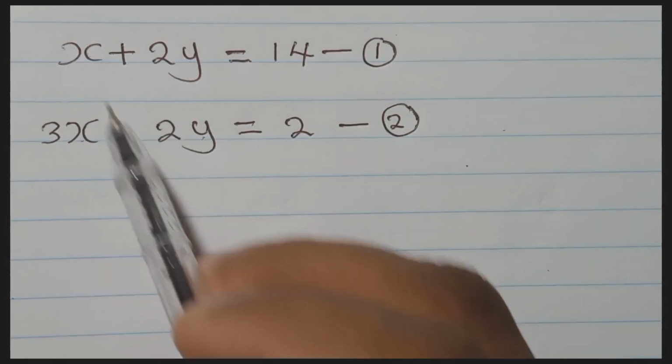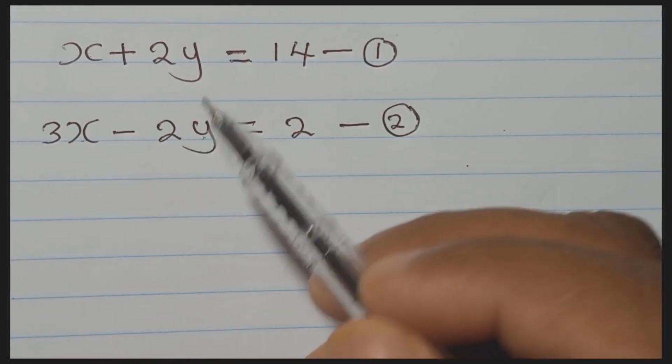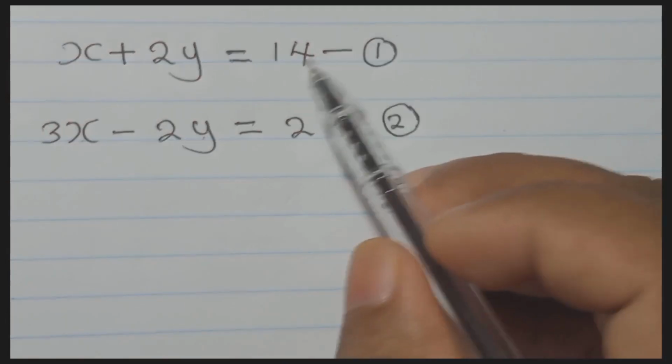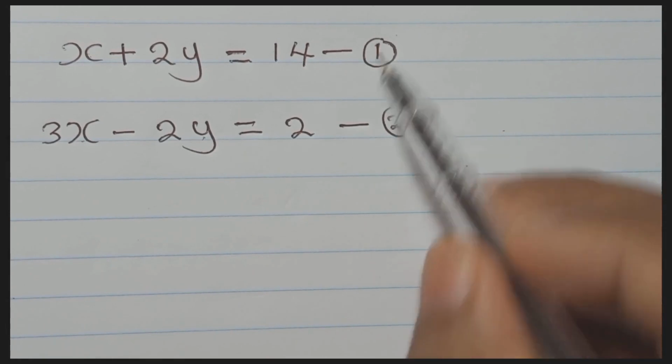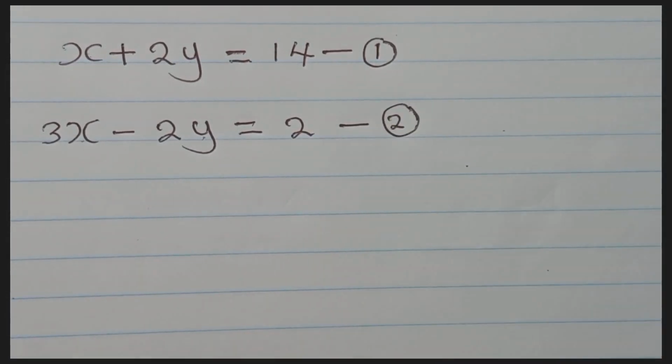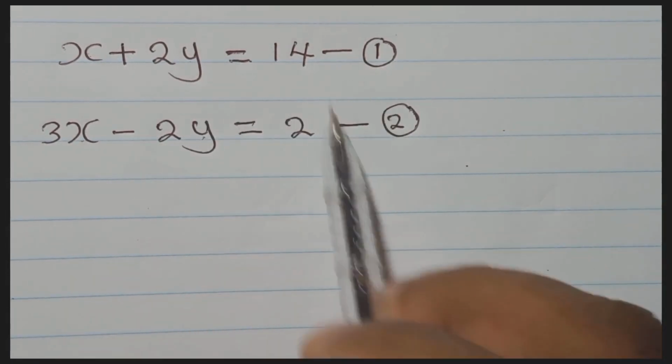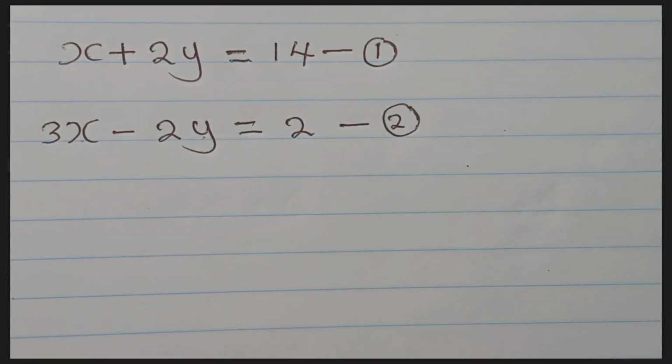Now when you have two equations, first of all, name these two. I name this one equation 1 and this one equation 2. In all three methods, you first have to name them like this. Then the first method is the elimination method. Now I will explain how to do this simultaneous equation with the elimination method.